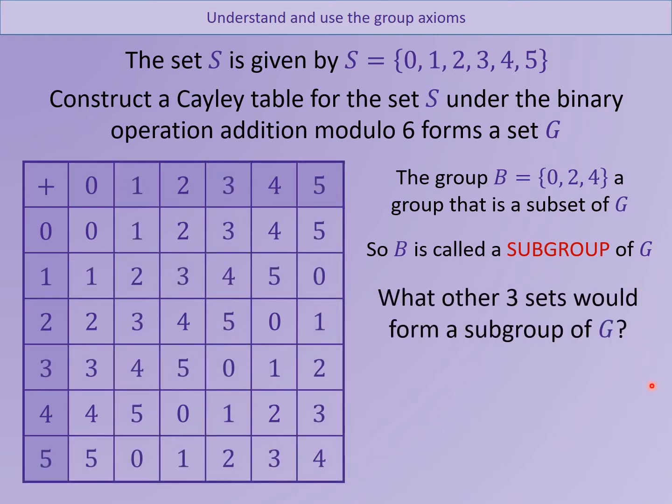I'd like you to see if you can find 3 sets. What other 3 sets would also form a subgroup of G? So just pause there. Do have a go yourself, have a think. Can you think about which 3 sets would also form a subgroup of G? You might just get 1 or 2, just try.